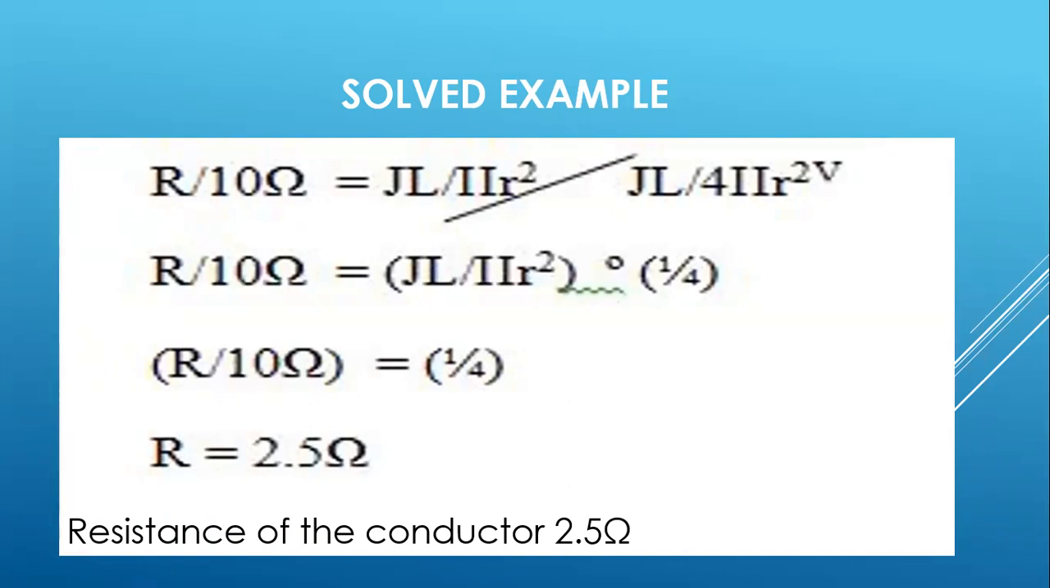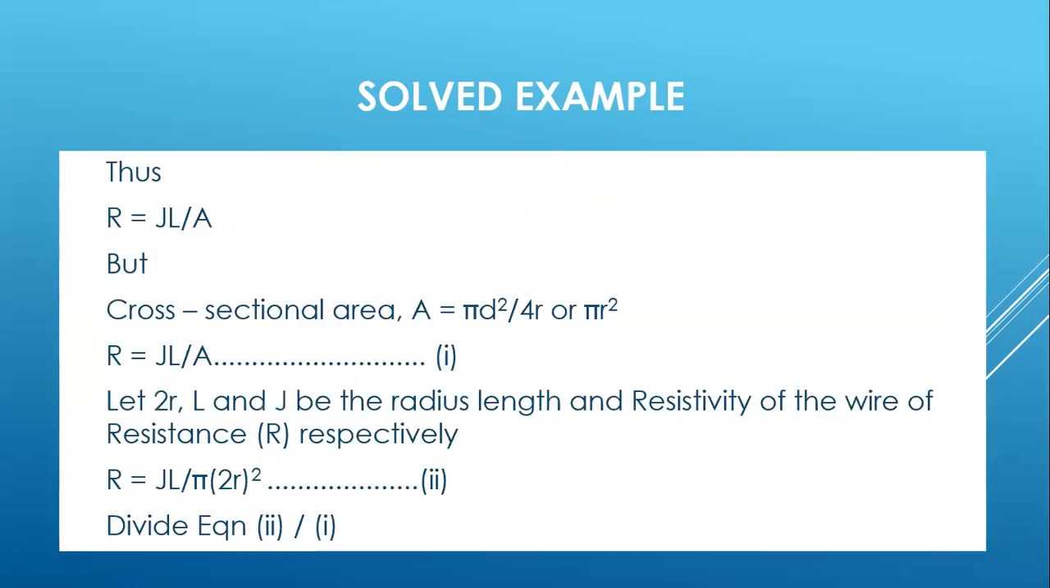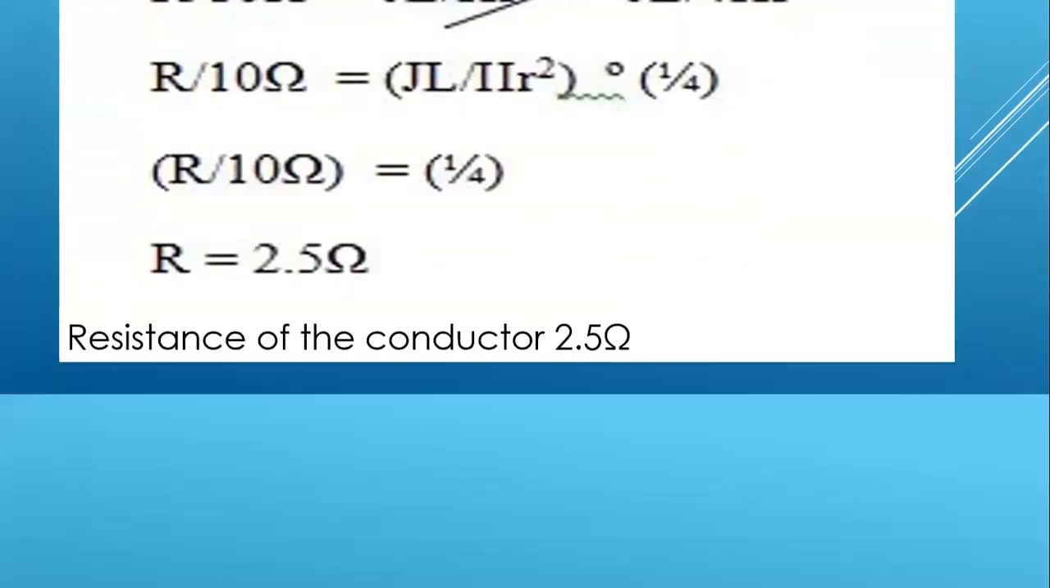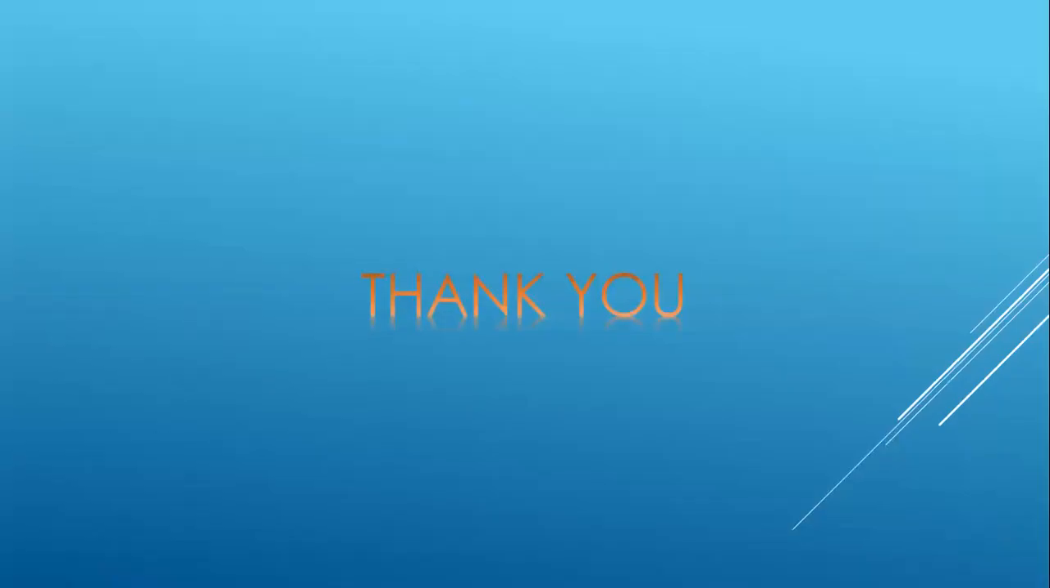So you can follow up on how we've done this example, just to see how the formula that we discussed before has been applied. I hope it's clear. Thank you for listening, guys. We've briefly discussed the resistance of a wire. We've seen how we can obtain the resistivity of a wire, and we've discussed one example of this kind of concept. Thank you.